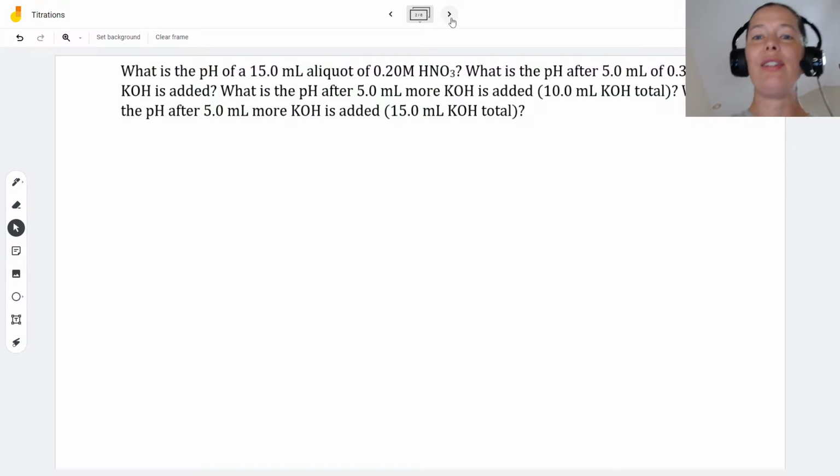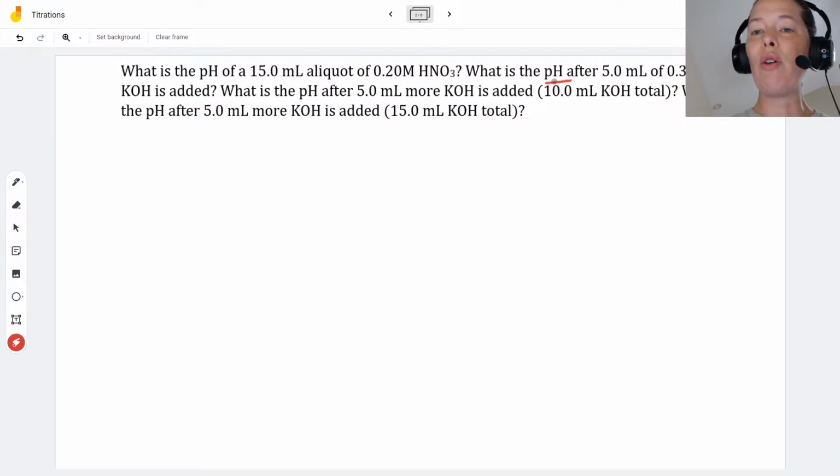All right, so our first problem is asking what is the pH if we have a 15 milliliter aliquot. Now, an aliquot is just a sample of 0.2 molar nitric acid. Nitric acid, if you don't know, is one of the more common strong acids. So we've got a strong acid. So it's asking first, what is the pH of just this sample of nitric acid?